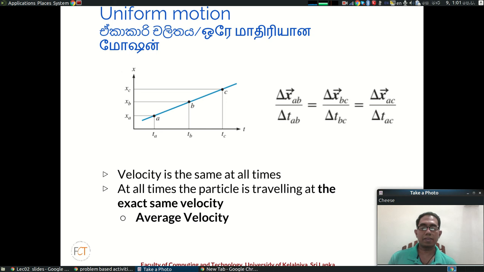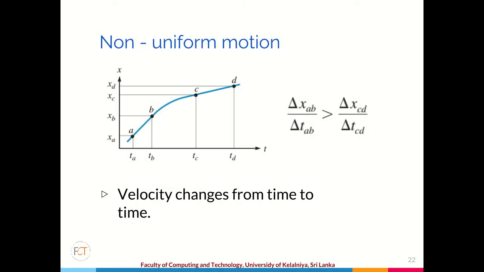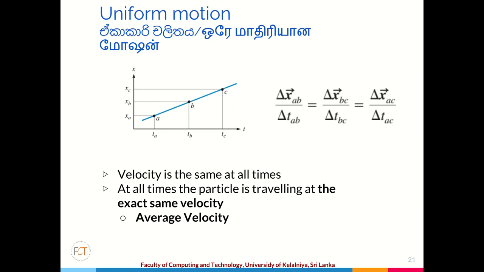So you can have any time interval and any difference in position, and that's going to equal the same average velocity. So delta X_AB, that's change in position, over delta T_AB is going to be the same as delta X_AC, which is the total position change between A and C, over delta T_AC.